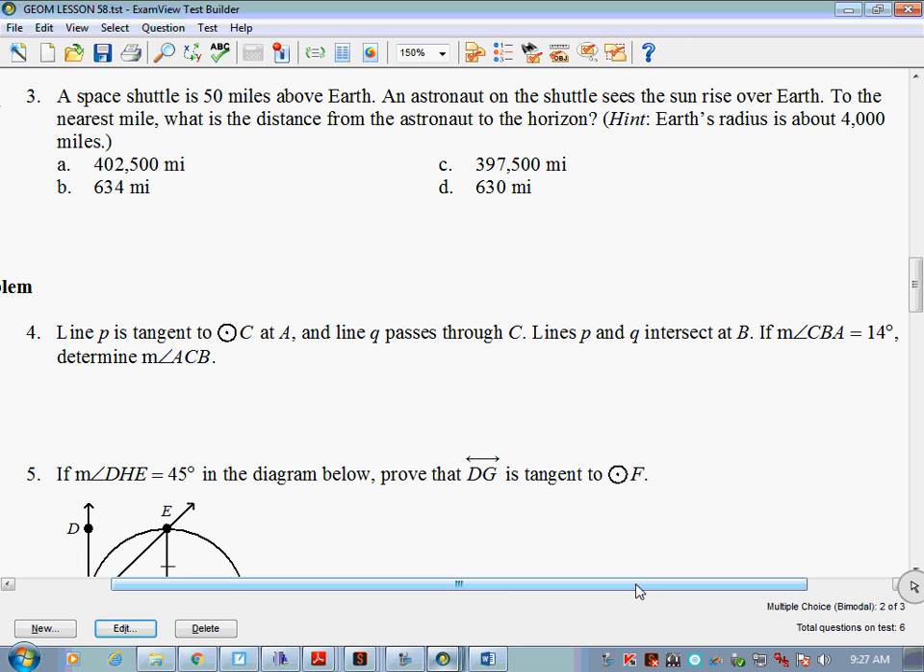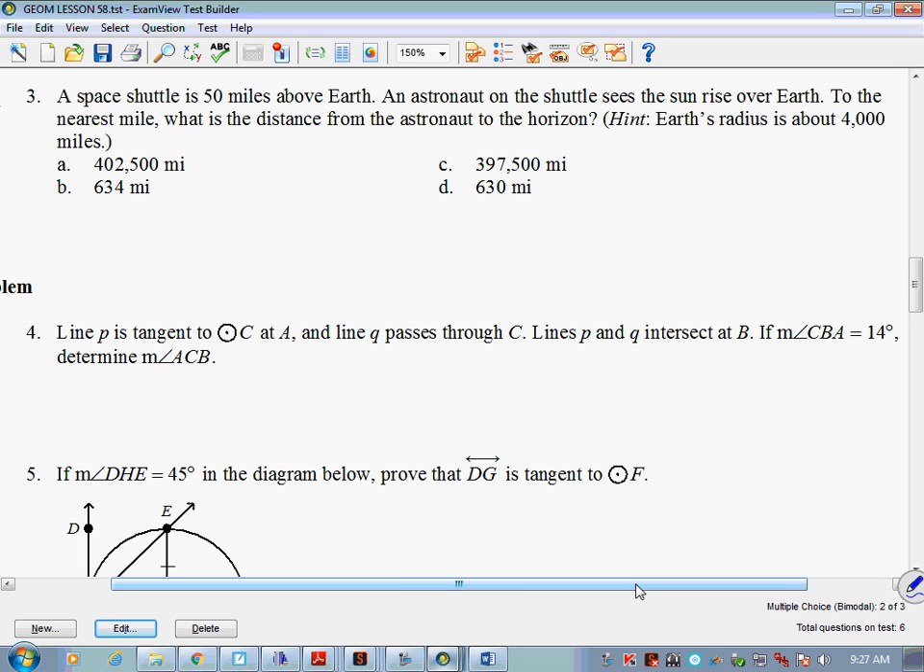Okay, a space shuttle is 50 miles above the Earth. An astronaut on the shuttle sees the sun rise over Earth. To the nearest mile, what is the distance from the astronaut to the horizon? The radius of Earth is about 4,000 miles. I think one time in one of my other classes we calculated it out, and it comes out to like 37 something, but we're going to use 4,000 miles for this.